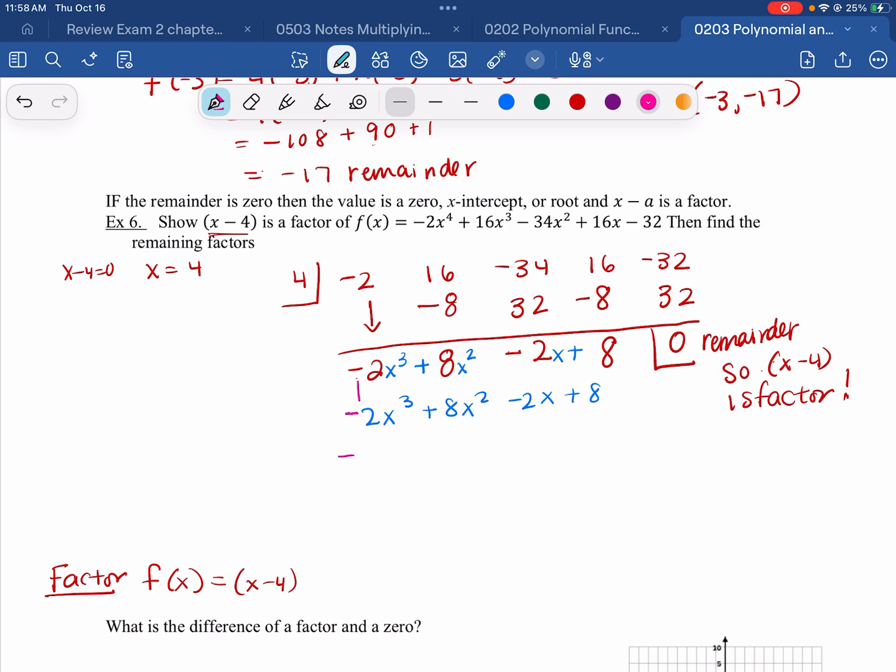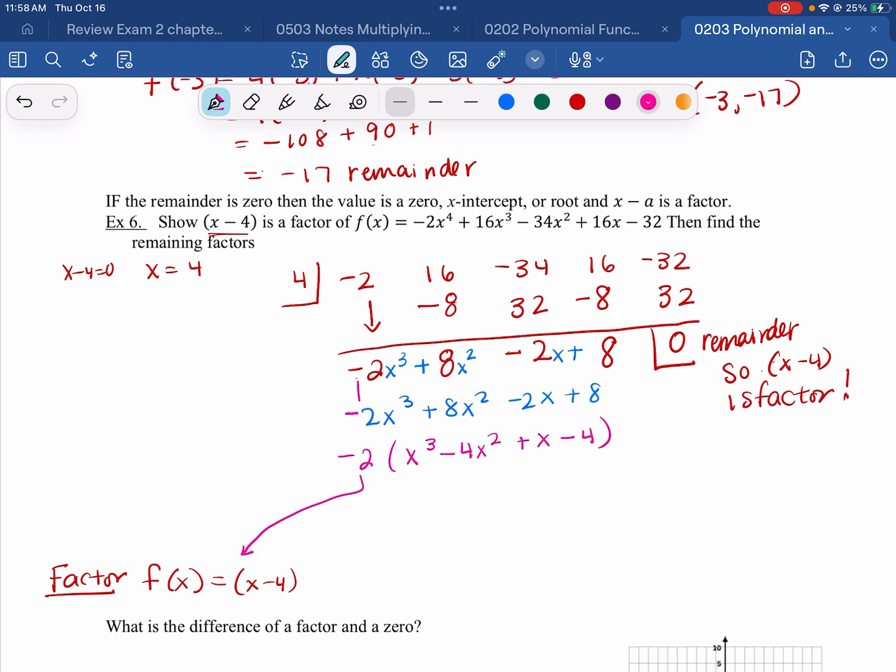I'm taking negative 2 out because my first one's negative. That gives me x cubed. Taking negative 2 out, minus 4x squared. Taking negative 2 out, that gives me plus x. Taking negative 2 out, that gives me minus 4. This negative 2 is going to go in front.